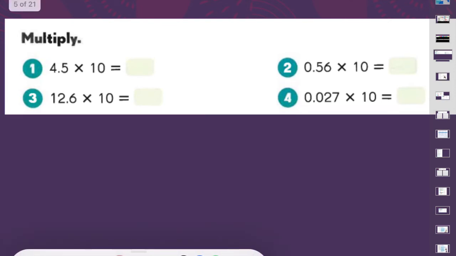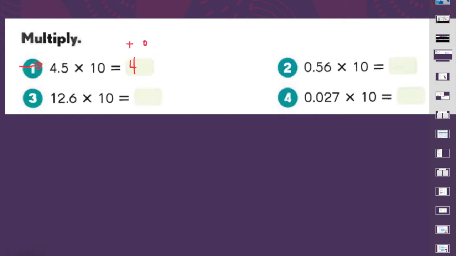So let's apply this now. Without looking at a place value chart, let's apply this to these problems. So let's start with 4.5 times 10. I know that 4 ones, when multiplied by 10, is going to give me 40 ones. Those 40 ones would be regrouped into 4 tens.